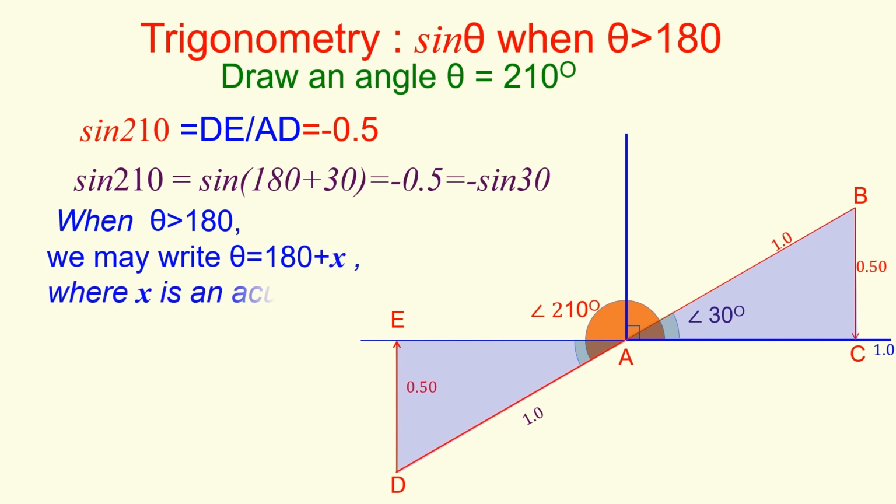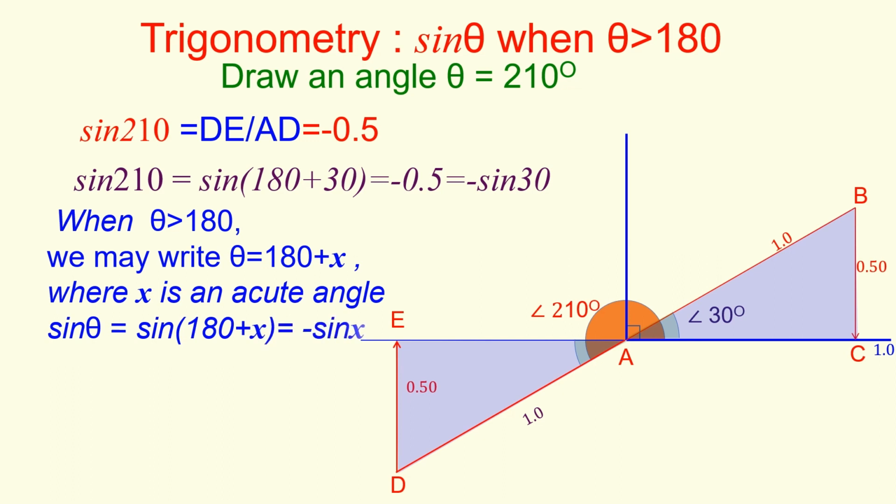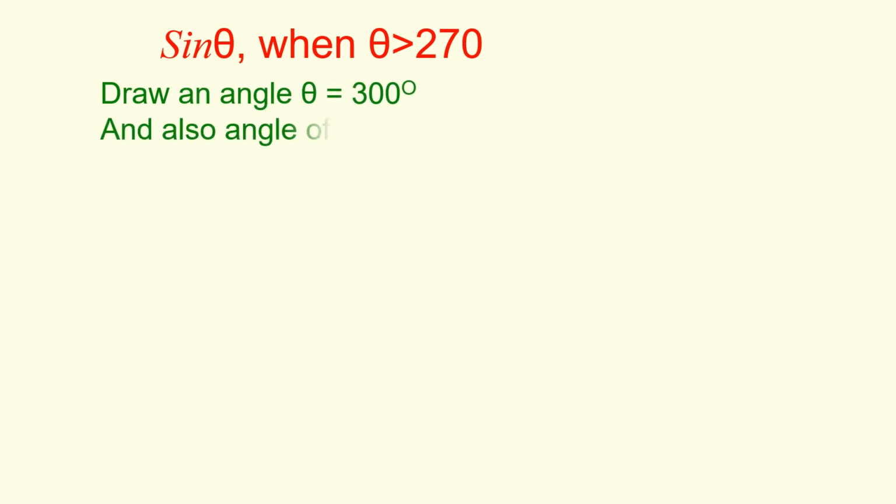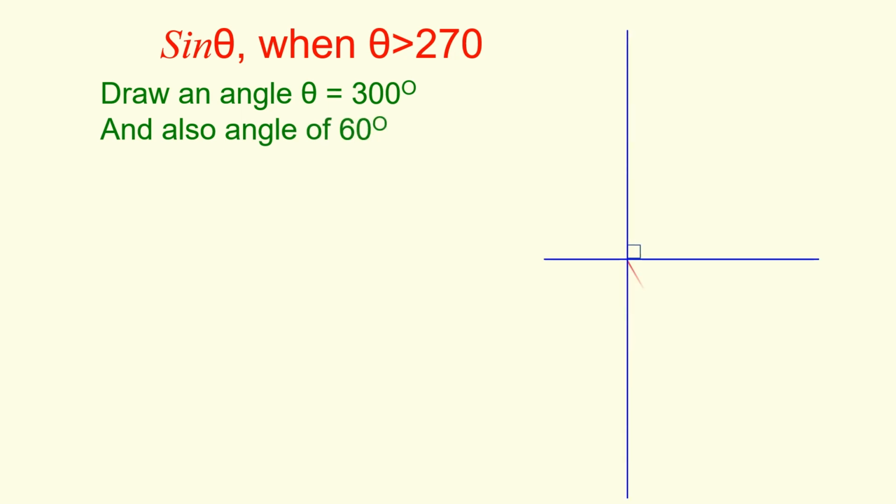When theta is more than 180, we may write theta equals 180 plus x, where x is an acute angle. Sine theta equals sine 180 plus x equals minus sine x. Now explore sine theta when theta is more than 270 and less than 360 or 2 pi. Draw an angle theta of 300 degrees and an angle of 60 degrees.